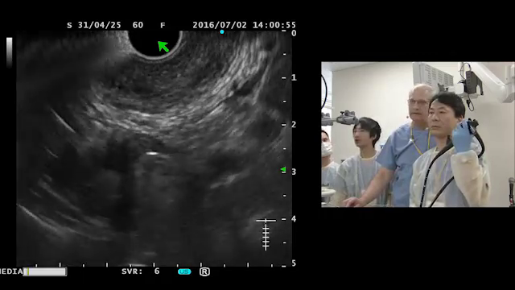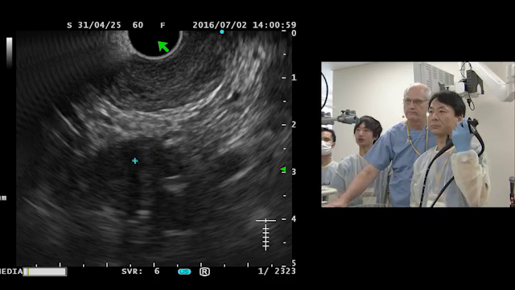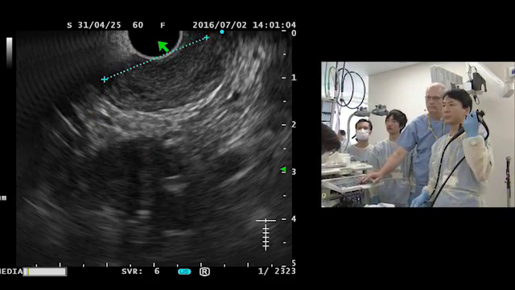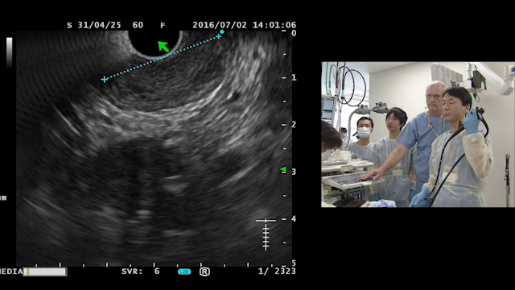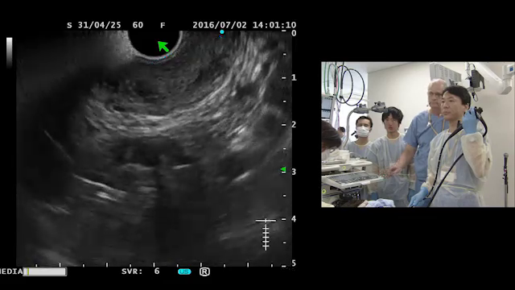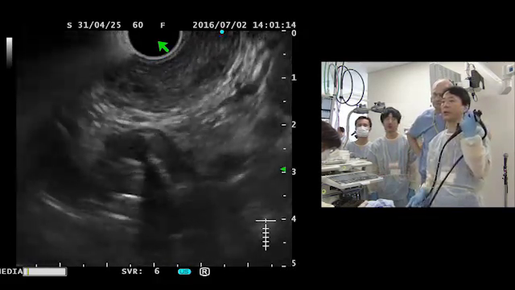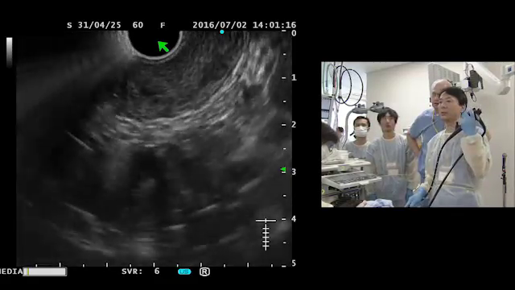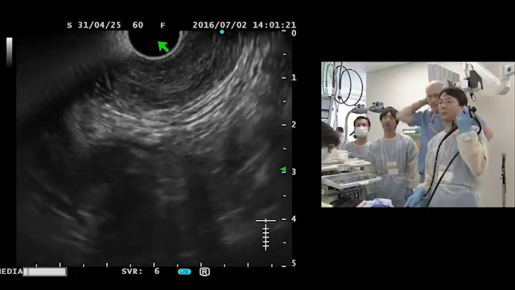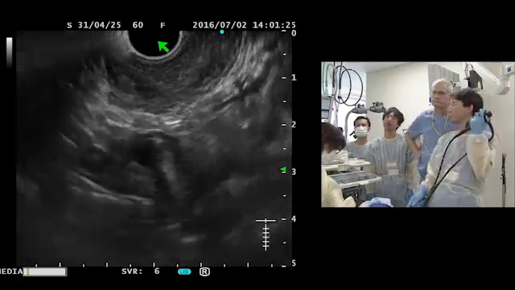So, Dr. Ryouzawa and Rob, what is the potential diagnosis in this case? I think we worry about not a submucosal tumor, but some malignancy. I think it is not typical of a GIST. No, I don't think so. How do you think about it?